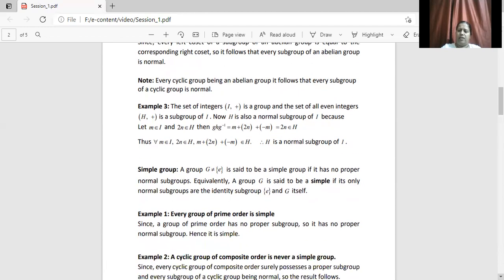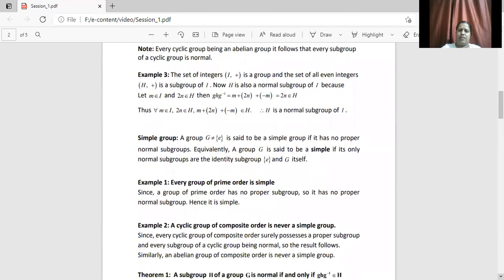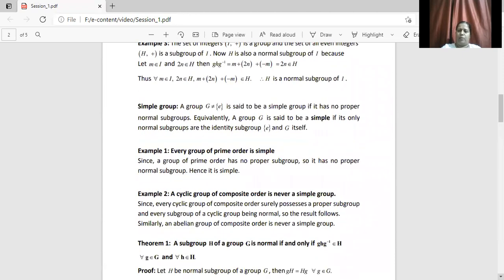Then we'll see one more definition, that is simple group. A group G which is not equal to an identity element E is said to be a simple group if it has no proper normal subgroups. That means if it has only improper normal subgroups, then such types of groups are called simple groups.